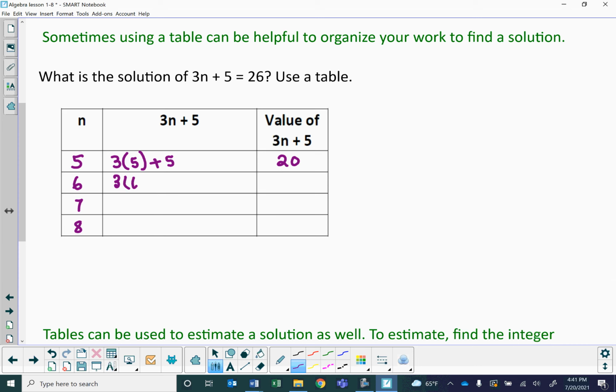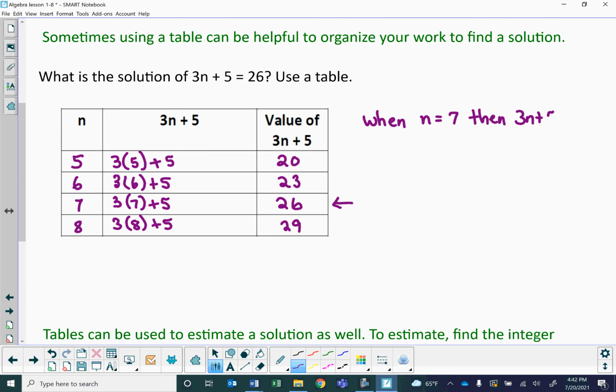So 3 times 6 plus 5. 6 times 3 is 18. 18 plus 5 is 23. Still a bit too small. So let's try 7. 3 times 7 plus 5. 3 times 7 is 21. 21 plus 5 is 26. There we go. I think I found it, but I'm going to do 3 times 8 anyway. 3 times 8 plus 5. 8 times 3 is 24, plus 5 is 29. So if I use a table, I see when n equals 7, then 3n plus 5 equals 26. So my solution is 7.